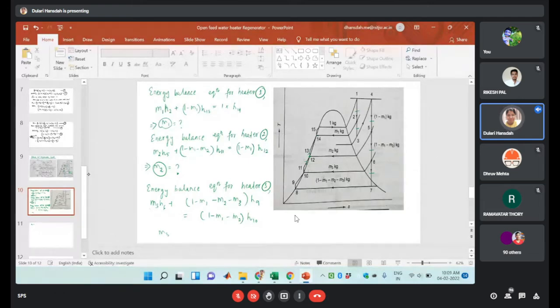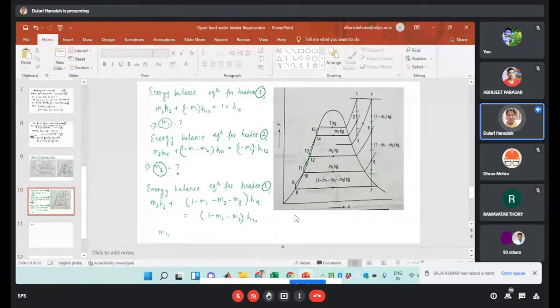Then we will have the 2 to 3 point. In this case, the amount of mass will be 1 minus M1, multiplied with H2 minus H3. Then 4 to 5, it is the entry point to the low pressure turbine. Here there will be expansion, that is 4 to 5. The mass will be 1 minus M1 multiplied with H4 minus H5, right?